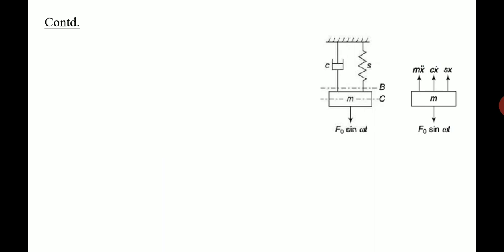The first figure shows the case where you have a forcing function F0 sin omega t. We are pulling it downward, and as you can see, the forces are as shown. The free body diagram is also shown. M x double dot, which is the inertia force, is acting upward. C x dot, which is the damping force, is also acting upward. Here it is shown as Sx, but it is actually kx, the stiffness or spring force, that is acting upward, and F0 sin omega t is acting downward.